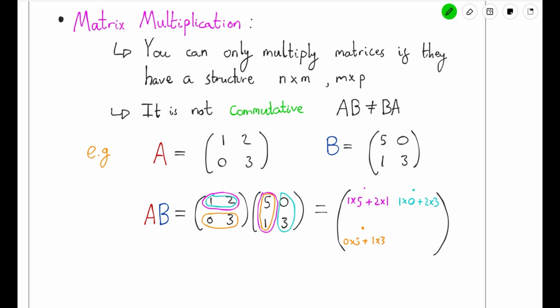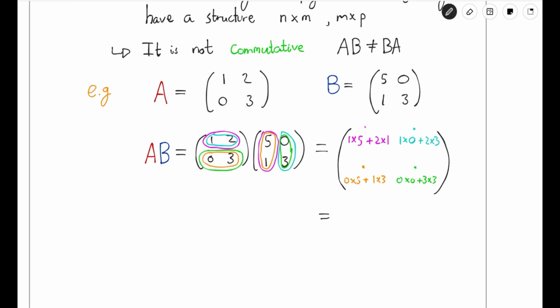Finally then, what goes in the second row second column of the result will be the second row of A multiplied with the second column of B. So we get a 0 times 0, and then we add a 3 times 3. The final result then is 7, 6, 3, 9.